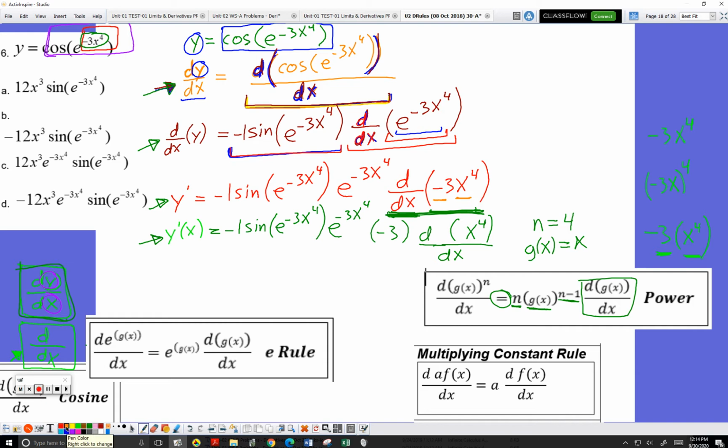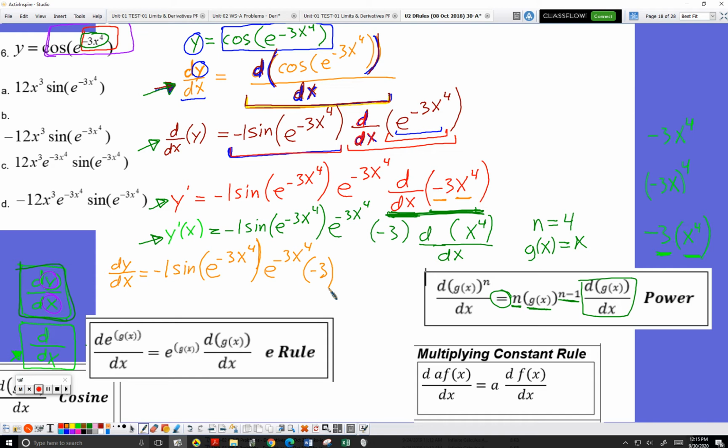So this becomes, we'll go back to dy dx, it doesn't really matter. Negative 1 sine e to the negative 3x to the 4th, e to the negative 3x to the 4th, multiplied by negative 3. Okay, now we're ready to use the power rule.